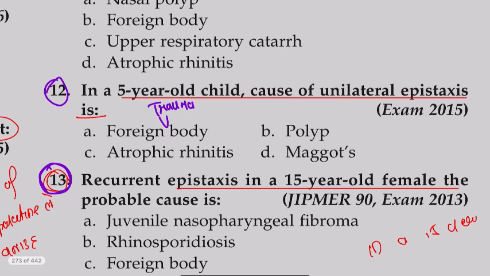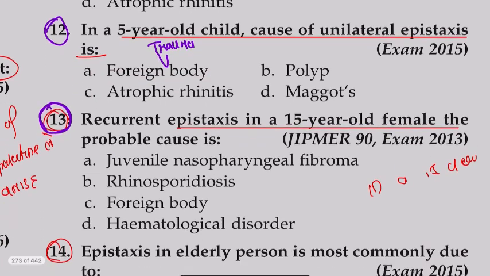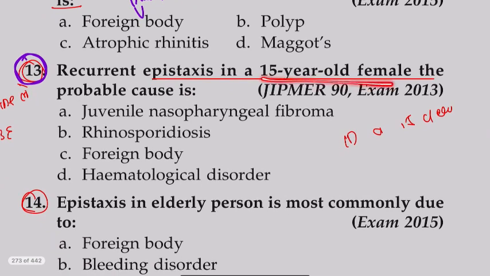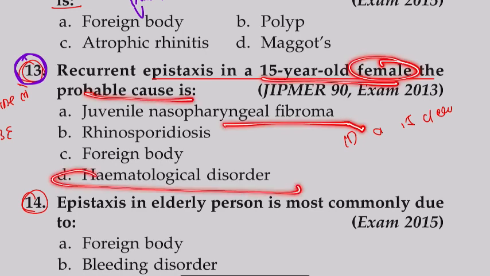A 5-year-old child with unilateral epistaxis: it is because of a foreign body, but trauma is the better option, which is not here. Recurrent epistaxis in a 15-year-old female, the probable cause is what? Since it is talking about a female, juvenile nasopharyngeal fibroma cannot be the answer. So the right answer is hematological disorder.